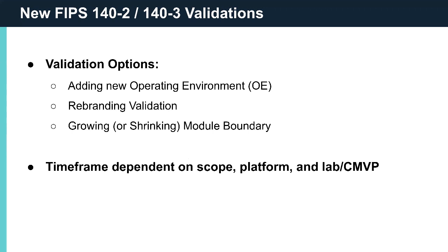When we're doing a new validation, we have a couple options. We can add a new OE or operating environment. We can do a rebranding validation where we take our certificate and rebrand it under a customer's name. Or we can grow or shrink the module boundary as a little bit larger of an effort. The time frame for all these really depends on what we're seeing as far as wait times at the lab and the CMVP. When we submit a FIPS validation to NIST, we just get put in a queue with no associated timeline. So we can make some guesses, but don't get any hard numbers back from them.